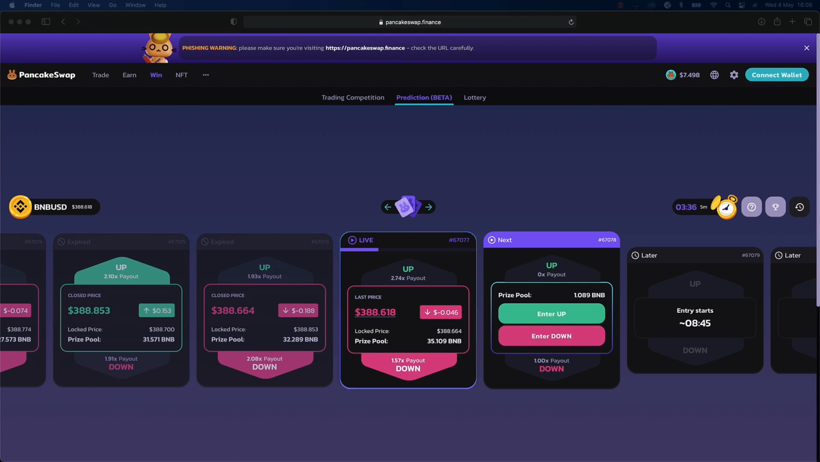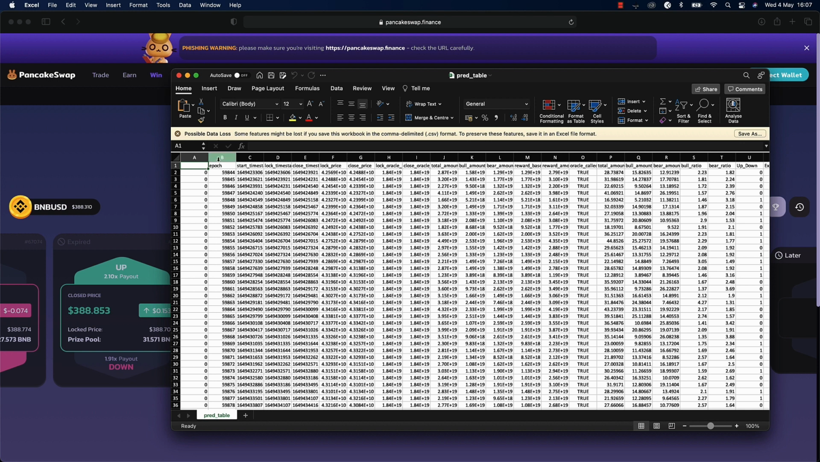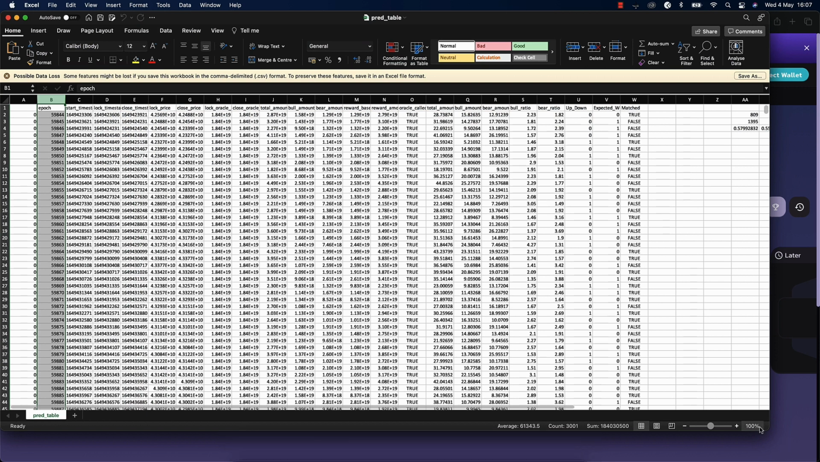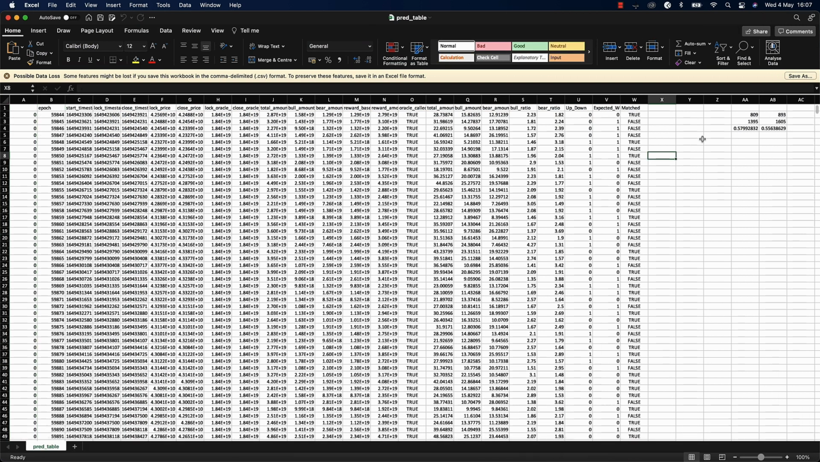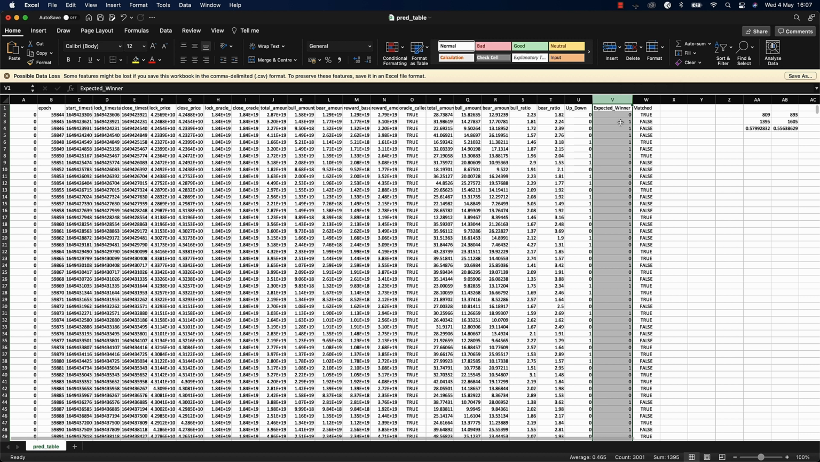But something I wanted to also mention to you, I'm going to open up some analysis that I did over here as well. I went to the blockchain and ran the last, it must have been the last 3,000 rows of data. So here you can see 3,001, including the headers. I ran 3,000 rows of data, and I plotted the bull ratio and the bear ratio in terms of payout, and then whether it actually ended up or down. If it ended down, it was a 0. If it ended up, it was a 1. And then also the expected winner.